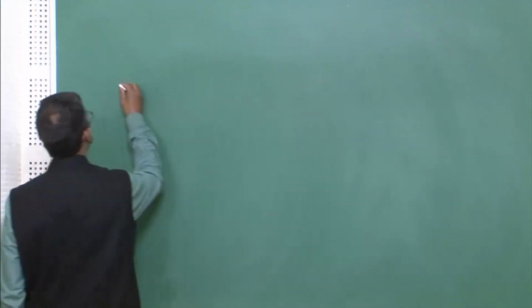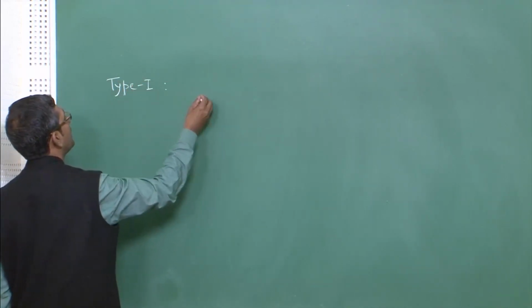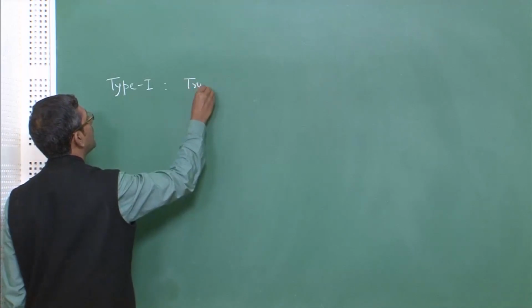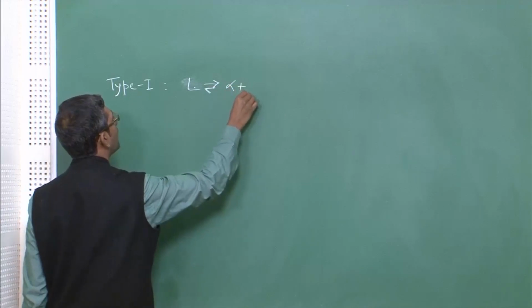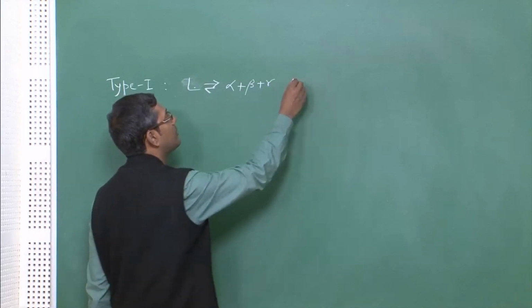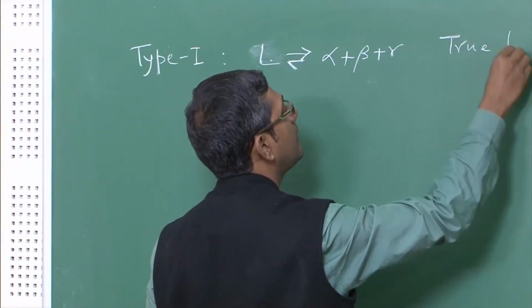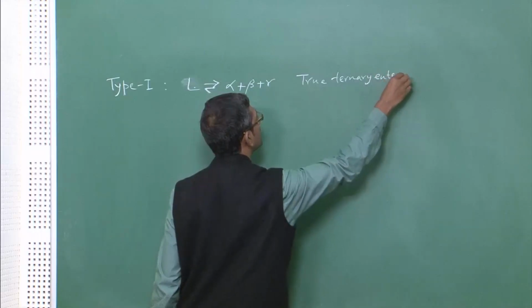The first specific case, which I discussed in the last class, let me just write down. The first specific case is type 1, a 4-phase equilibrium in a true ternary. Let me write down the reaction first: liquid going to alpha plus beta plus gamma, where alpha, beta, gamma are solid phases. This is the true ternary eutectic. Why is it a true ternary eutectic?